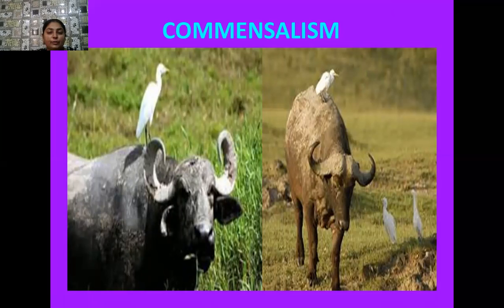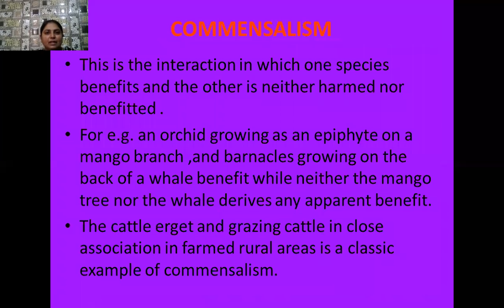Okay, student, we are going to start the next topic, and that is commensalism. This picture is very familiar to you. You always see one small bird that generally follows the cows or buffaloes, and it is a picture that is generally visible to you in the village areas when you visit your villages. Student, what is commensalism? Commensalism is a type of interaction in which one species benefits, but the other species is neither harmed nor benefited. Here I want to give you the example of orchids.